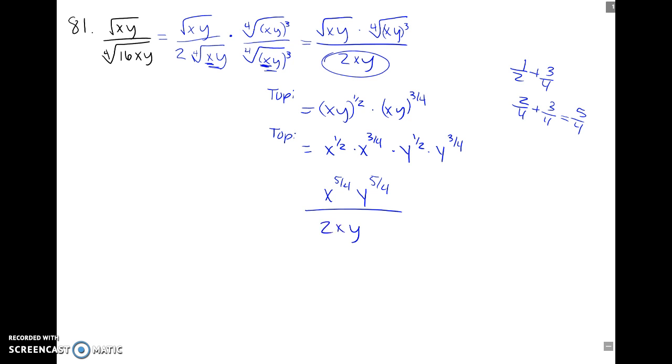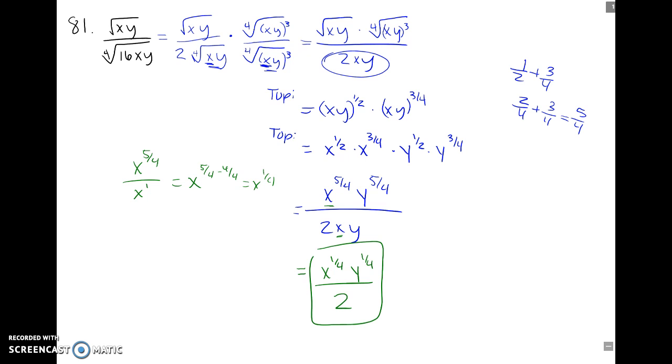So now, if I have an x on the top and an x on the bottom, to combine them I subtract the exponents, so 5/4 minus 4/4. If you have x to the 5/4 divided by x to the 1, that's x to the 5/4 minus 4/4, which is x to the 1/4. So you get x to the 1/4 on top, y to the 1/4 on top when you subtract the y's, all over 2. And that's your final answer.